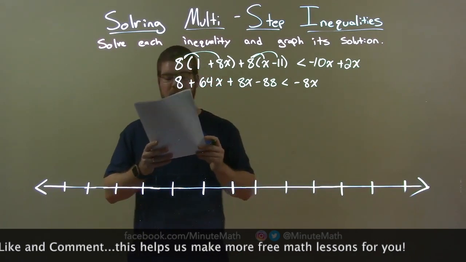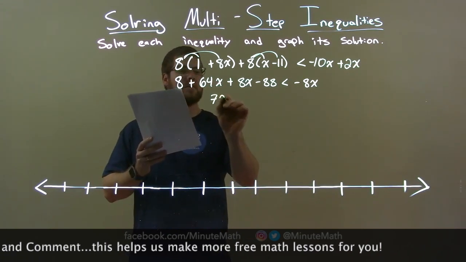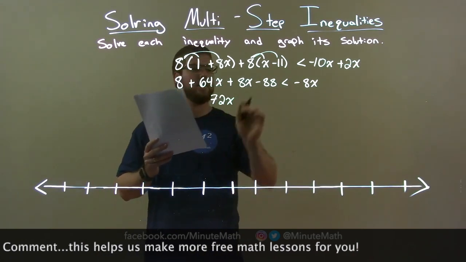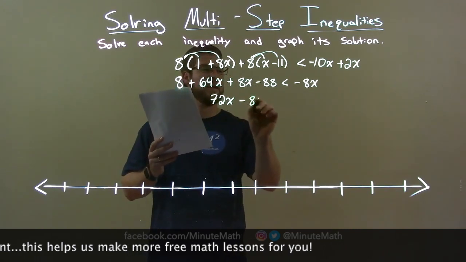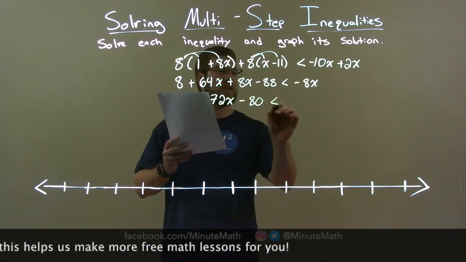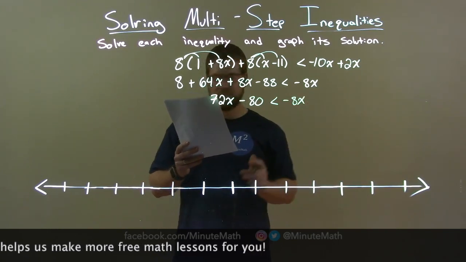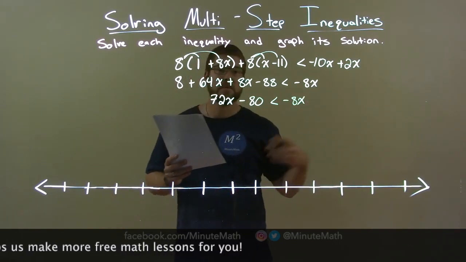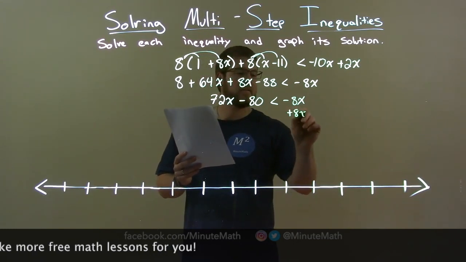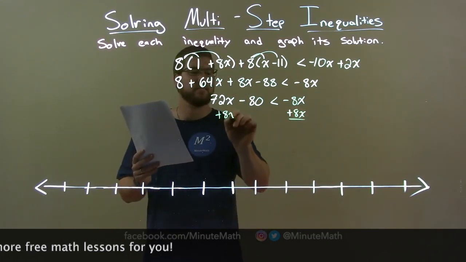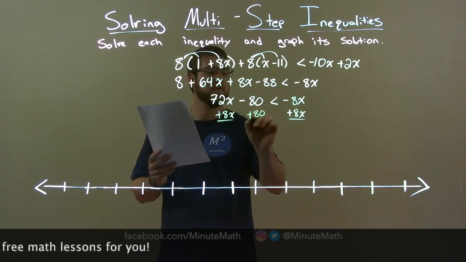Let's combine our like terms on each side. 64x plus 8x comes to be a 72x, and 8 and minus an 88 is a minus 80 here. And we still have less than negative 8x. So let's combine our like terms. X is to the left, numbers to the right. We add an 8x to both sides here. And we add an 80 to both sides.